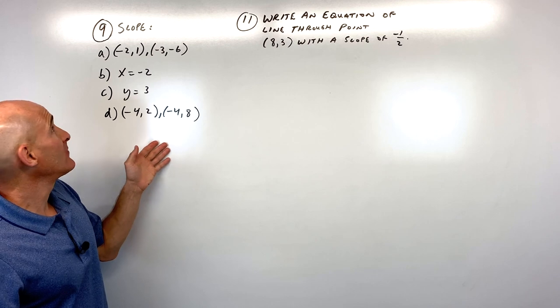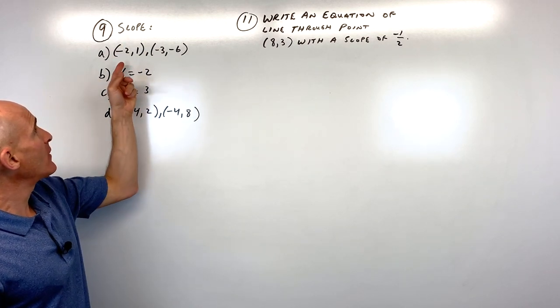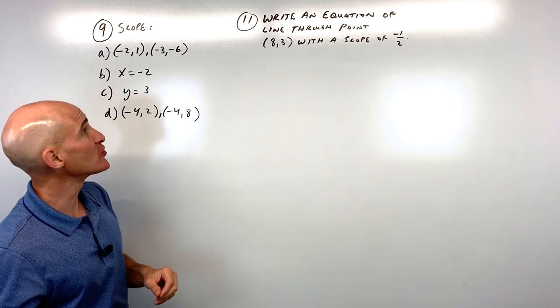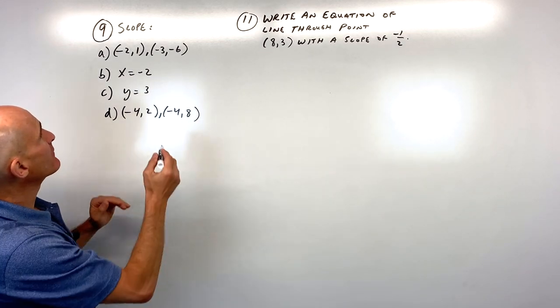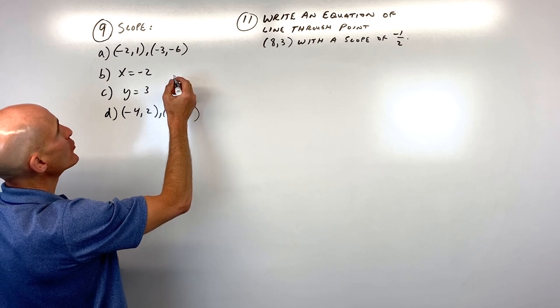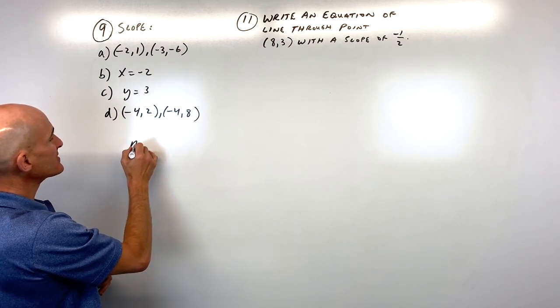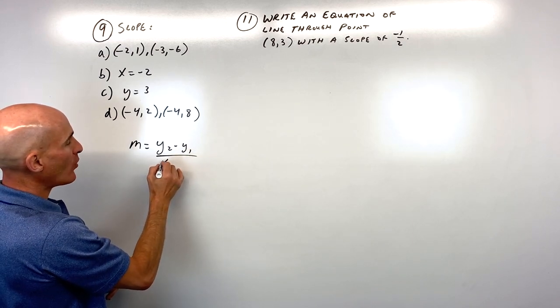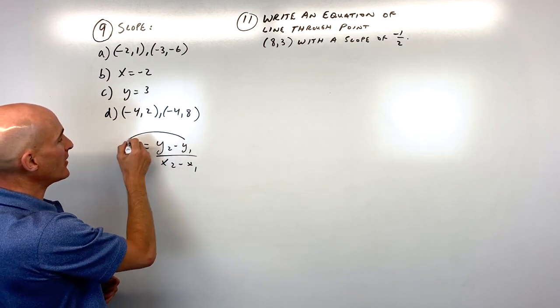Okay, number 9, we want to find the slope. For letter A, they're giving us 2 points. We want to find the slope of that line that goes through those 2 points. The important thing for this problem is you want to know your slope formula. So your slope formula is this one right here. You might want to add this to your note sheet. y2 minus y1 over x2 minus x1.